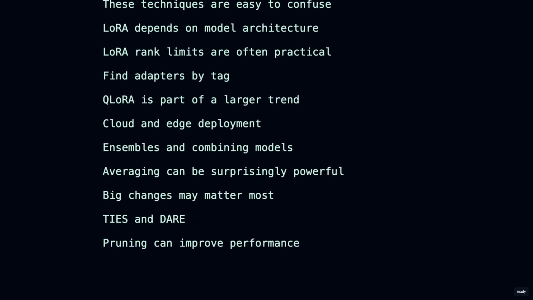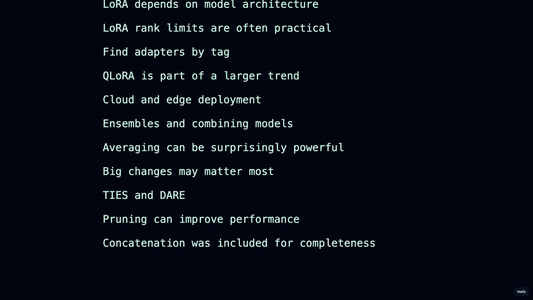Here, pruning is not about making the final model smaller. It is used to sparsify task vectors so the merge works better. Not every technique in the chapter is equally central, but some are worth mentioning for completeness. Concatenation is one of those methods.